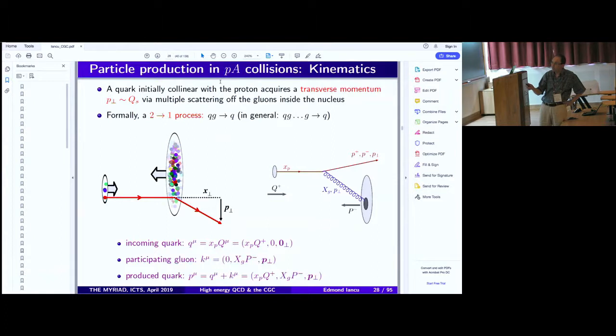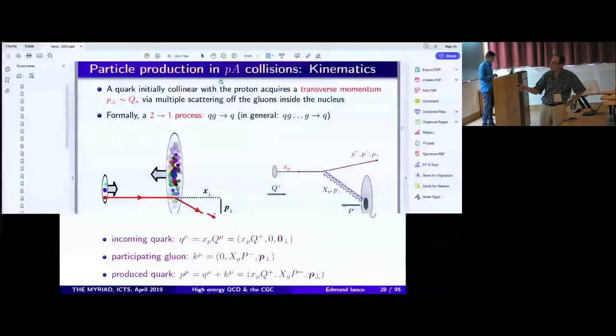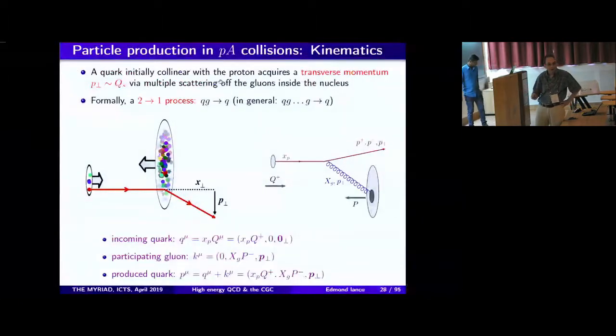I discussed formally a 2-to-1 process. In reality, I said n-to-1. So a quark can scatter multiple times, off n gluons, and the final state is one quark. And that's what I'm going to do in a moment. But for kinematic purposes, it's good enough to take 2-to-1 because, in general, what I call the capital Xg is a sum of the small individual xg's coming from all these gluons. Okay?